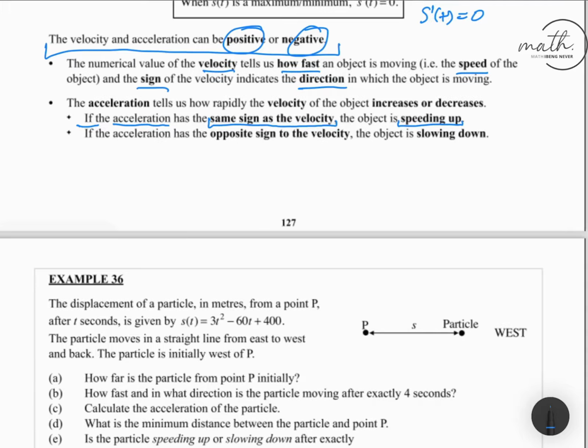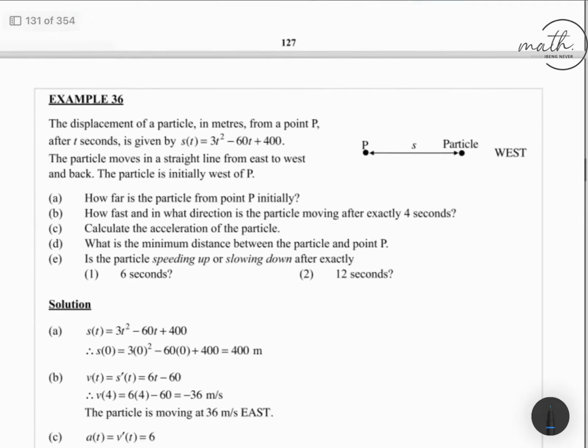And they can both be negative, that means speeding up. But if they are opposite signs, that is plus and minus, that means the object is slowing down. It doesn't matter which one is plus, which one is minus. Let's quickly look at this one.